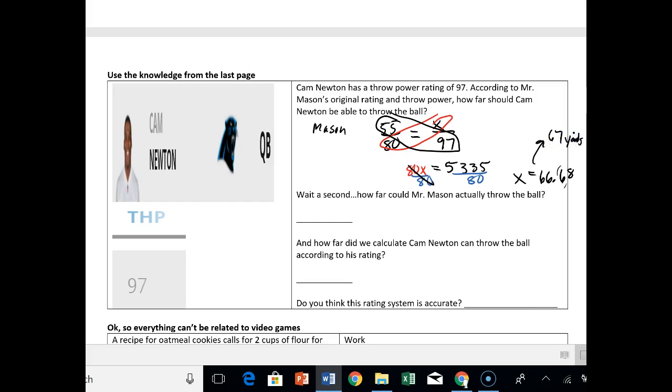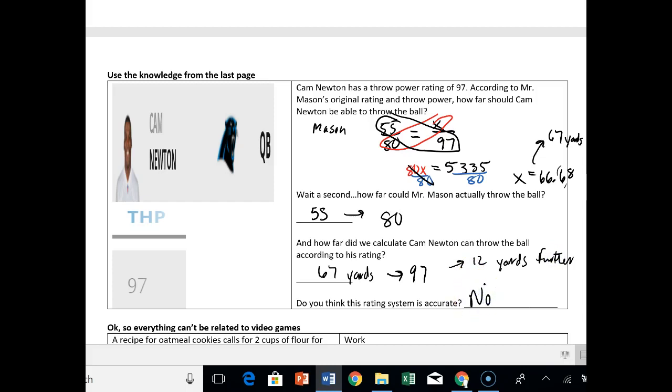Now, wait a second. How far could Mr. Mason actually throw the ball? It was 55 yards, right? And how far can Cam Newton throw? That's 67 yards. So you're telling me Cam Newton, who was a 97, and Mr. Mason, who was an 80, Cam Newton can only throw the ball 12 yards further than Mr. Mason? That seems kind of absurd, guys. And you're right, it is. So is this rating system accurate? The answer to that is no.